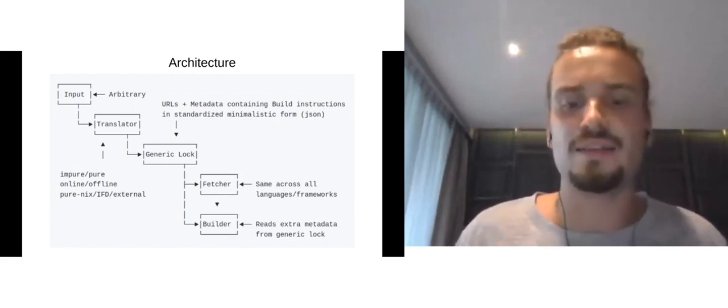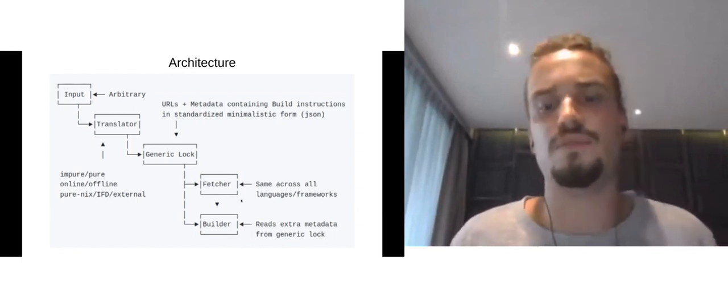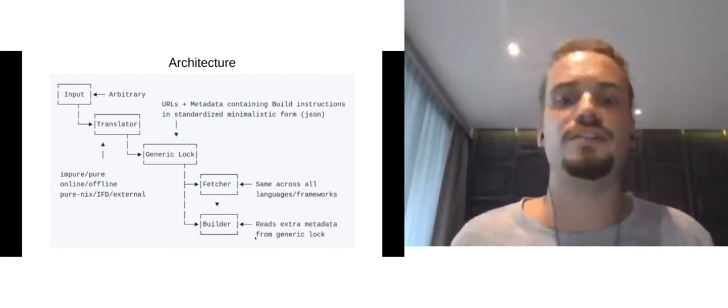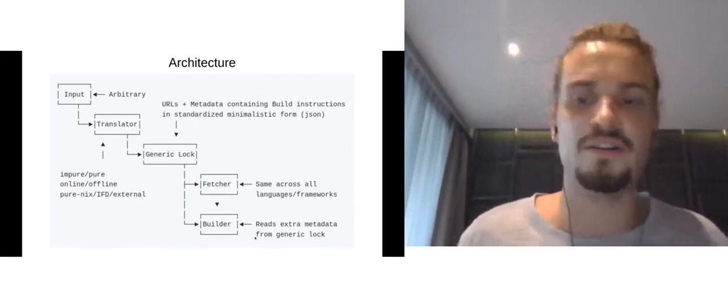And then the last step is the builder. The builder gets the fetched sources from the fetching layer, and it reads the metadata from the generic lock and then generates one or more Nix derivations.